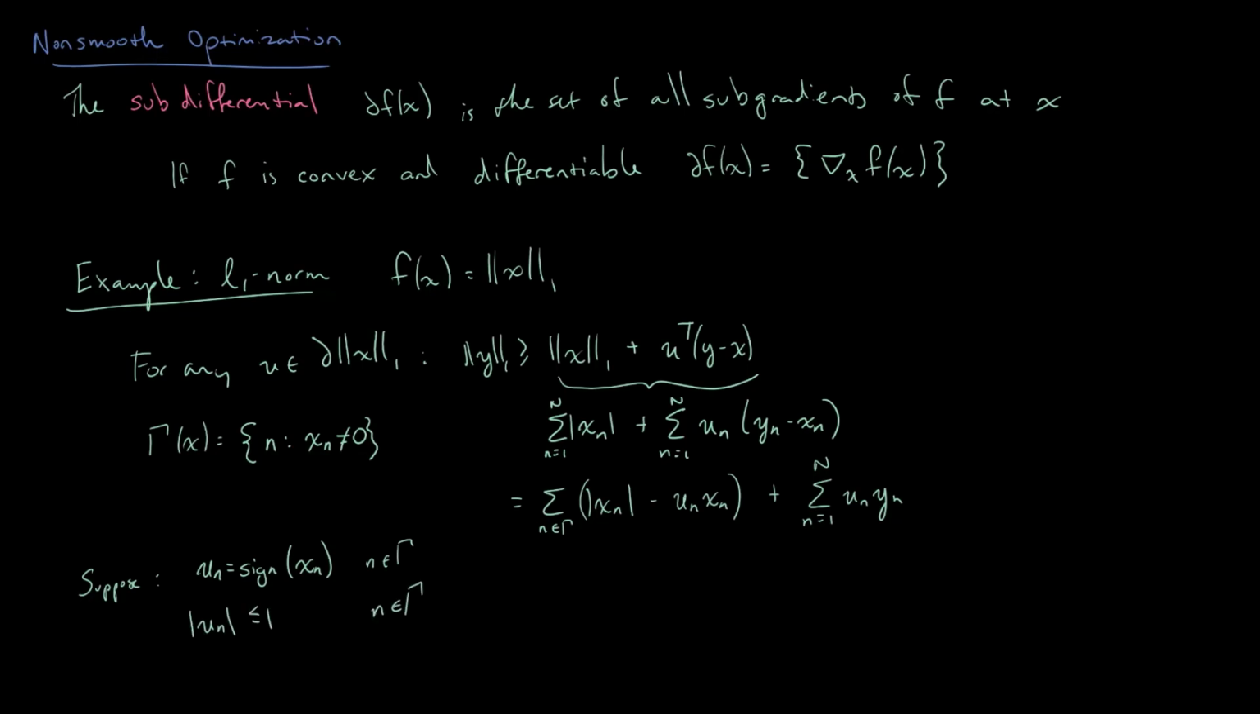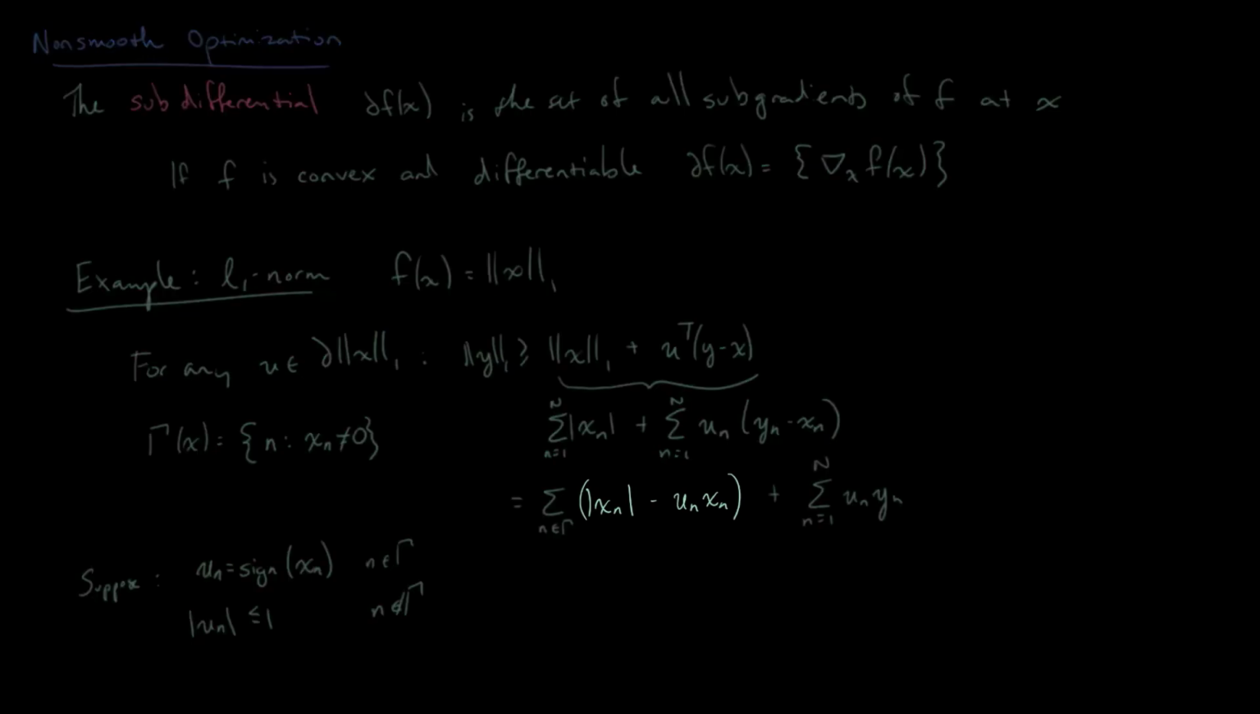Now, if we take this construction of u, then let's look at the first term. Whenever x_n is positive, u_n is going to be equal to 1, and whenever x_n is negative, u_n is equal to negative 1. And so in that case, u_n times x_n is just the absolute value of x_n, and this entire sum will just be 0.